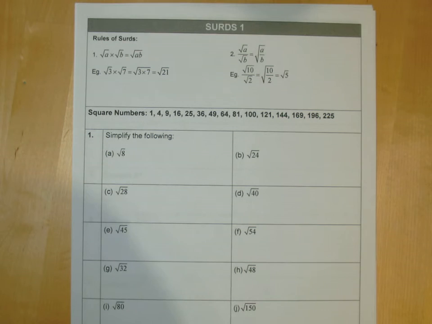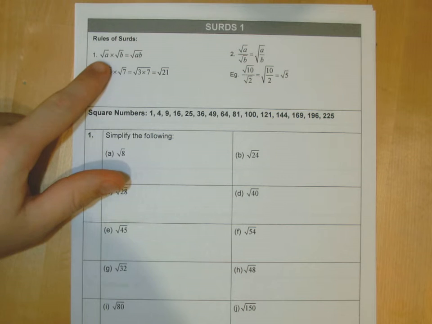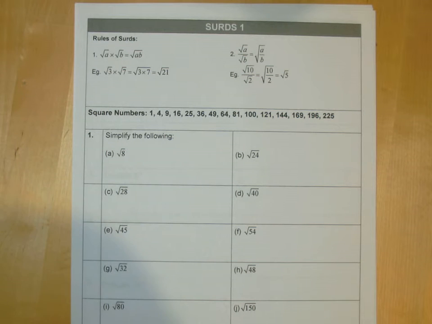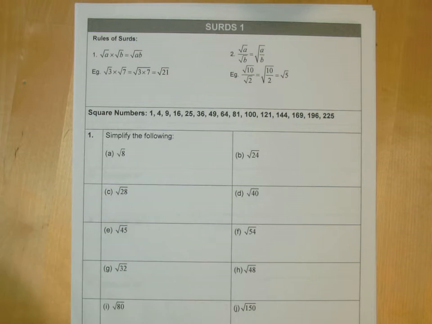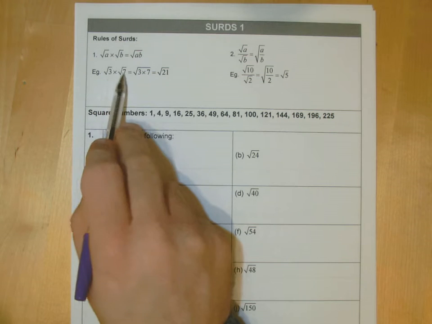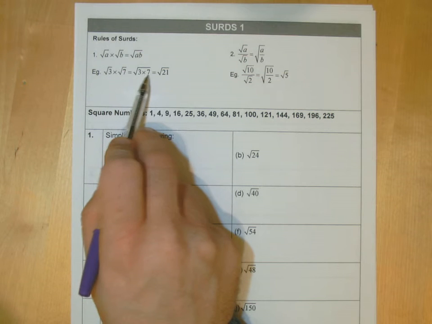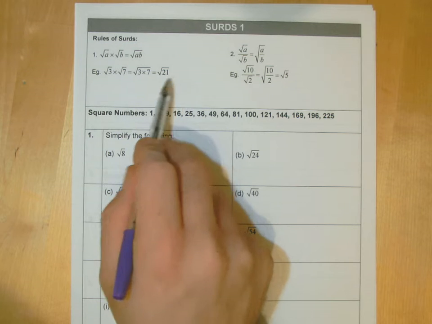Okay, surds. So there's rules of surds that we need to be aware of. When you've got root A times root B, that's the same as root AB. So you can actually put the A times B under one square root. So the example here, you've got root 3 times root 7. That's the same as 3 times 7 under one root, so you get root 21.